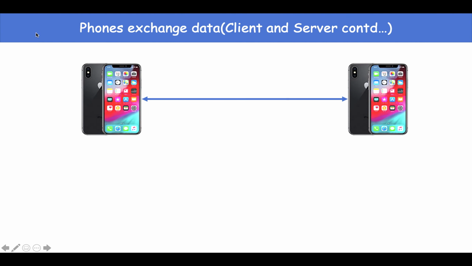A general misconception is that our devices like phones are only clients. Let's look at this scenario where phones exchange data. The phone on the right is asking for an image from the phone on the left and is therefore a client. The phone on the left is serving that requested image and therefore is a server.